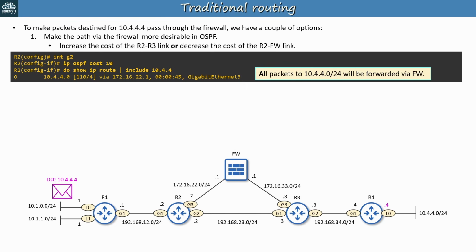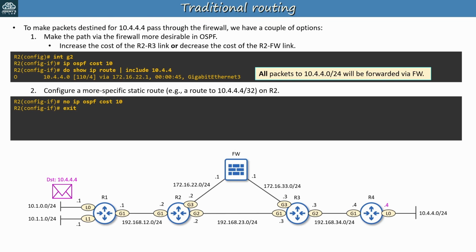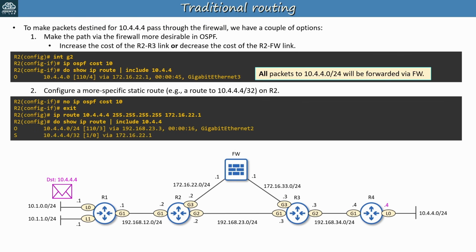Here's another option. You could configure a more specific static route on R2. First, I returned the interface's cost to the default. I then configured a /32 route to 10.4.4.4 with the firewall as the next hop. And here is R2's routing table now. With this configuration, because of the longest prefix match, only packets to 10.4.4.4 will be forwarded via the firewall. Both of these solutions work depending on what the requirements are.